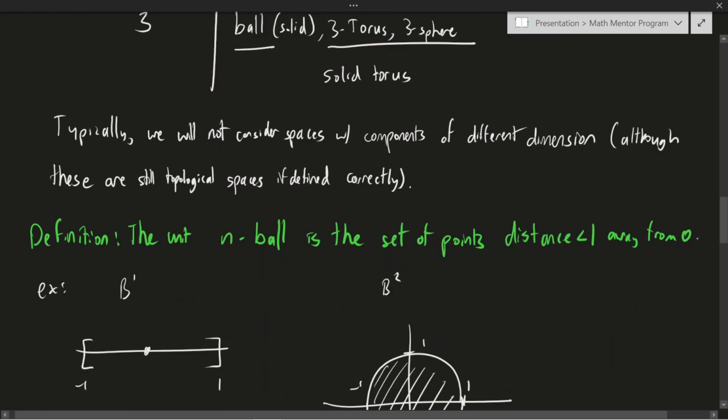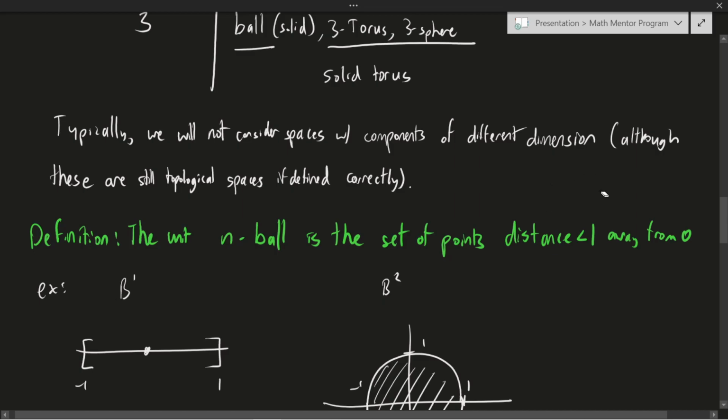So usually we will not consider spaces with components of different dimensions. So for example, a sphere surface with a loop attached to it, although they are still topological spaces if you define them correctly. But for what we're doing here in this program, this is not usually going to be an important consideration.